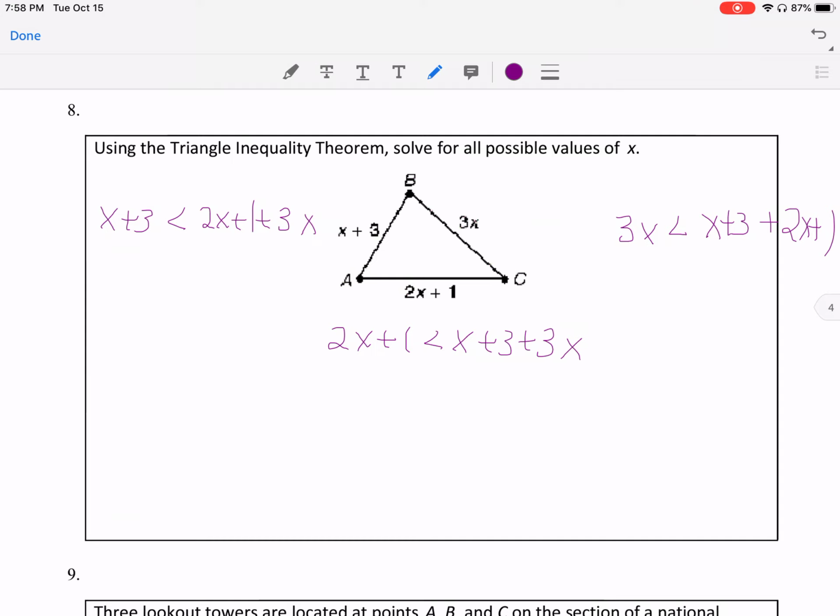So we solve those three inequalities and we figure out for what x does it exist for all three of these? So we have x plus 3 is less than 5x plus 1. Okay. We subtract 3, 2 is less than 4x. So x is greater than 1/2.